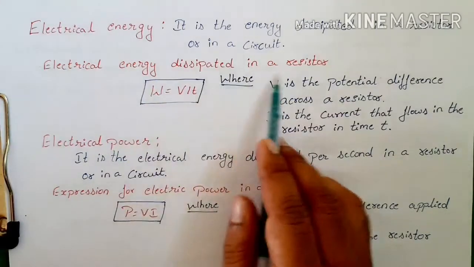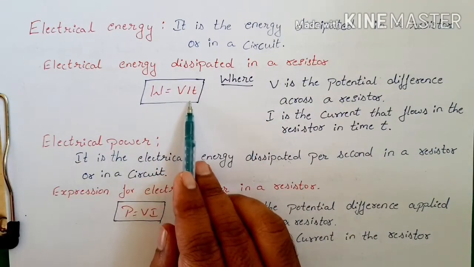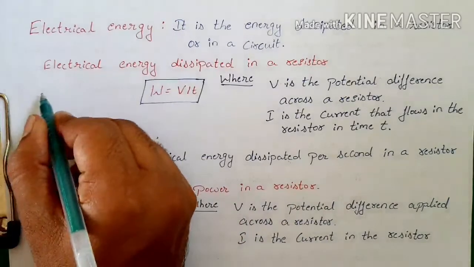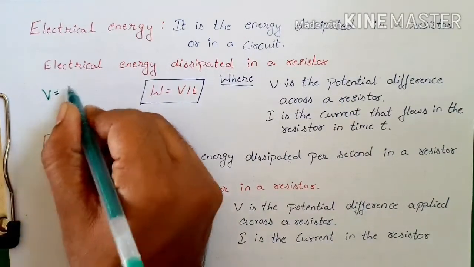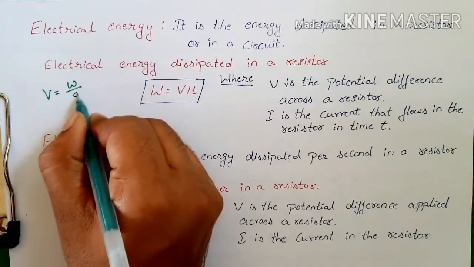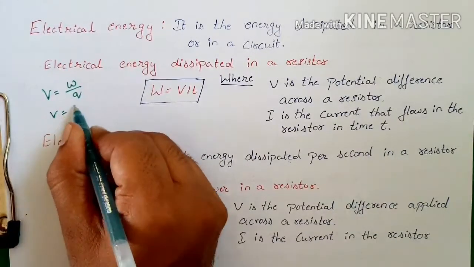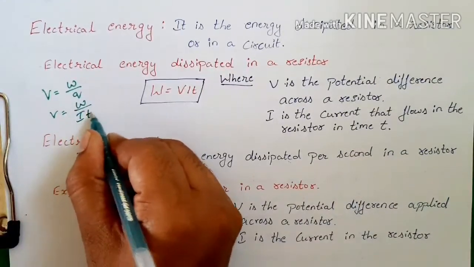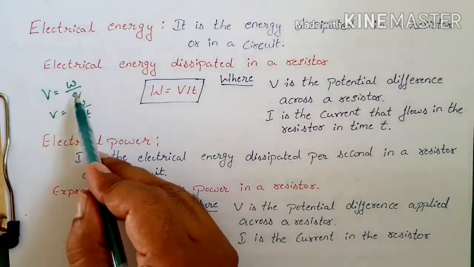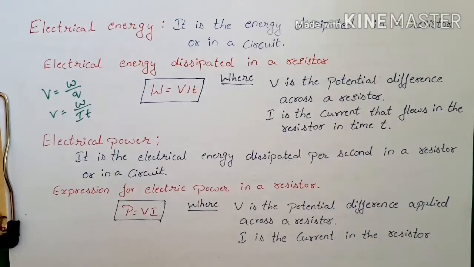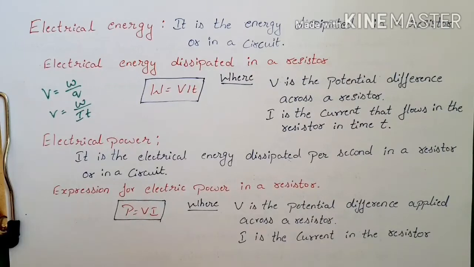So that expression we can write like this: W is equal to VIT. Is it clear? How do we get this equation? Because we know V is equal to W by Q, correct? Work done by charge. And I can write Q as I into T from the current definition, I is equal to Q by T. Q becomes IT, so W becomes VIT. So this is how I get the work done or the electrical energy dissipated in a resistor.